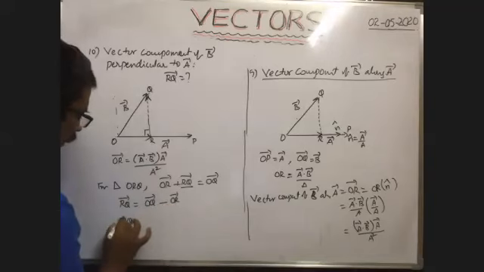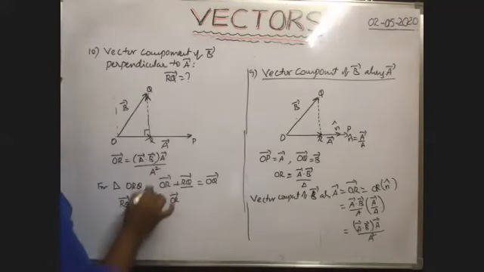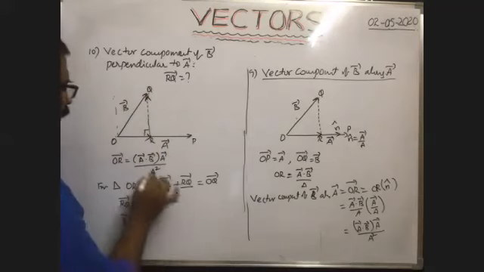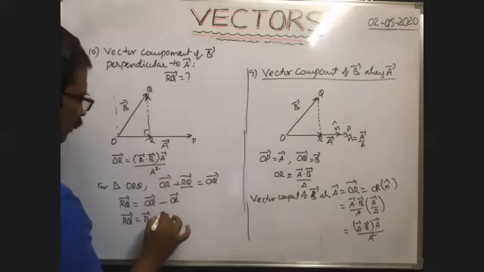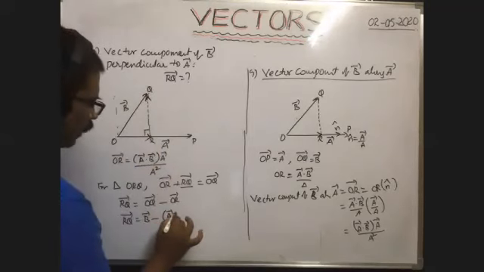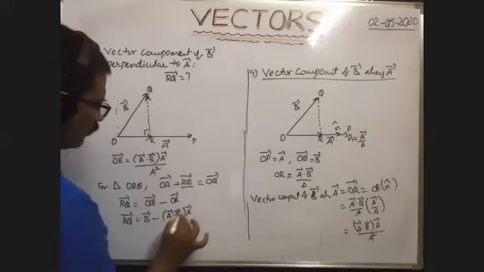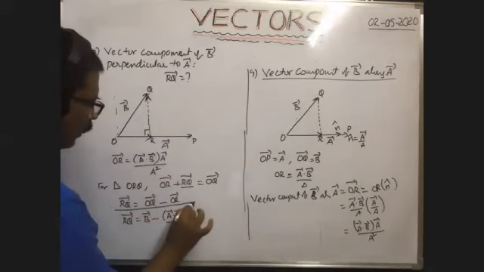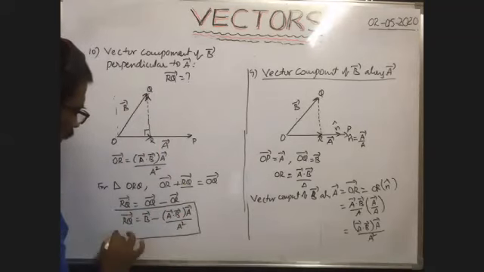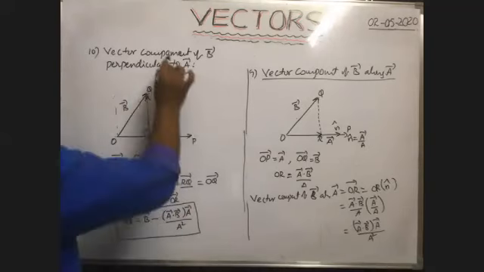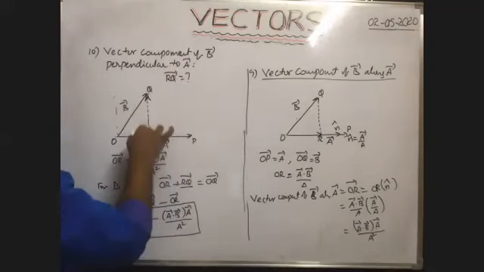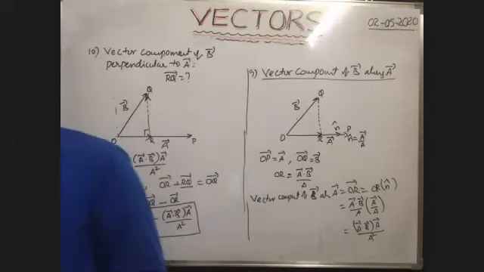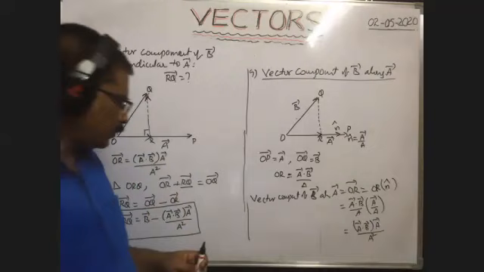Therefore, RQ bar is equal to OQ bar, which is B bar only, no? B bar minus OR bar, which is this one: (A bar dot B bar) A bar by A square. So this is the vector component of B bar perpendicular to A bar. That RQ bar is equal to this one.